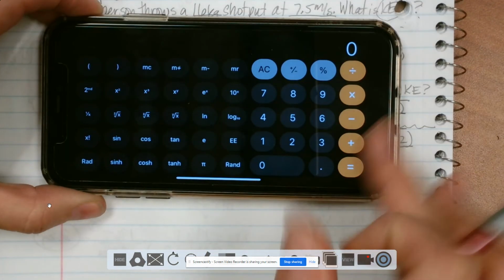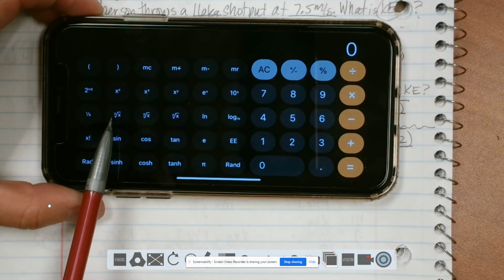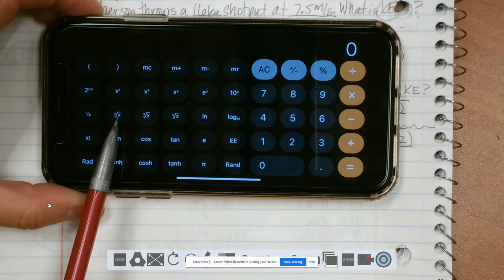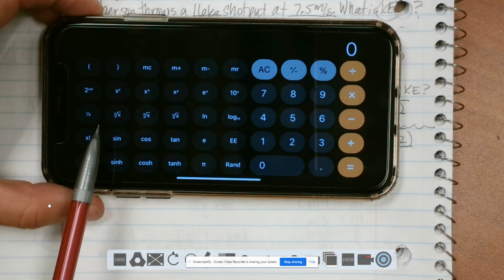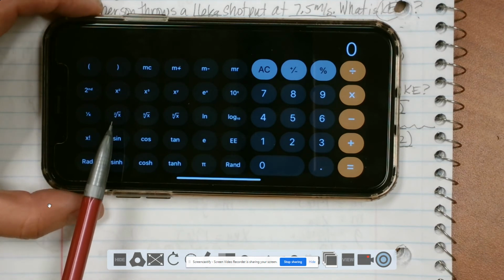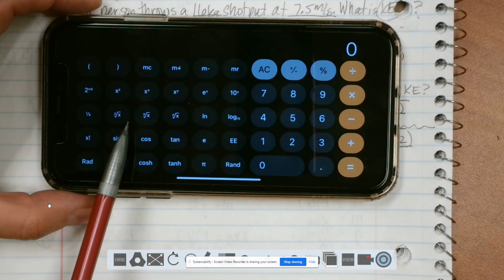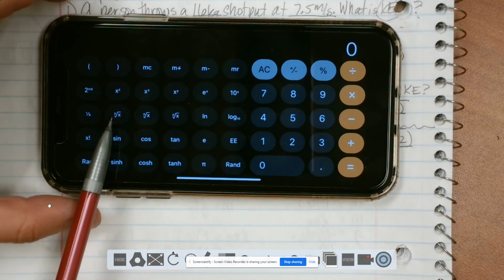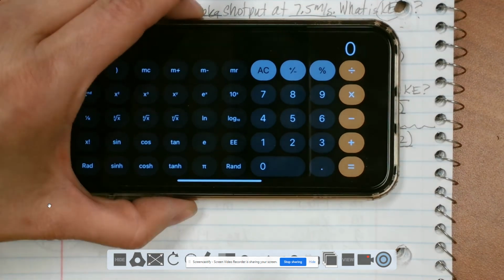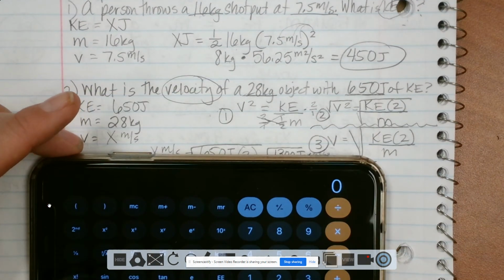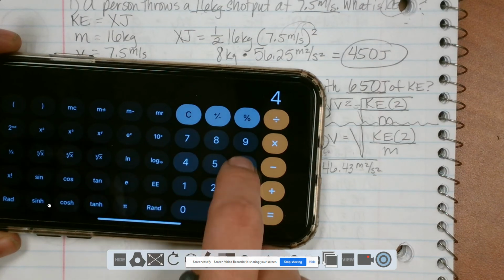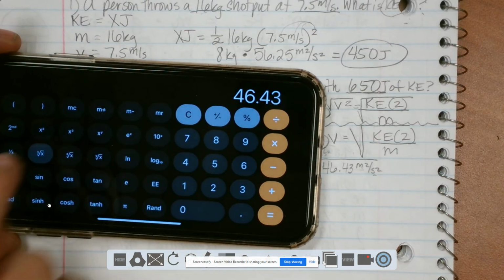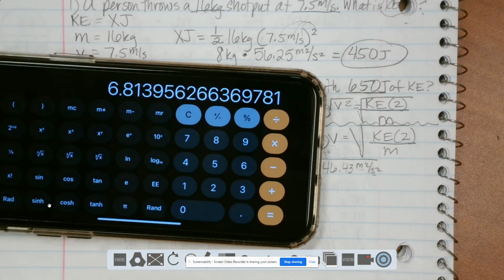So I'll just show you, my square root button is right here, the little 2 and the X. So if you forget or you don't have one, let me know. There are some scientific calculators on Google you can get to. But on the phones, I have to flip mine sideways to see the square root button. So what I'm going to do is plug in, what's my number? 46.43. So 46.43, and I'm going to hit my square root button, and it's going to give me 6.81.